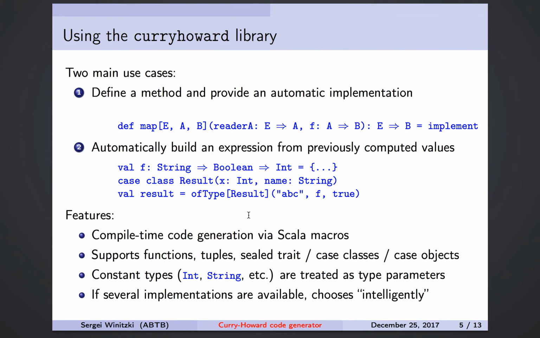The features that are implemented right now are that the types you can use are arbitrary combinations of function types, of constant types like int, string, and so on, that are also treated as type parameters. You can have any number of type parameters you want. You can have tuples, sealed traits with case classes or case objects. Another feature that I will talk about a little later is that sometimes there are several implementations of the same type available, and the library uses heuristics to try to choose one of them.